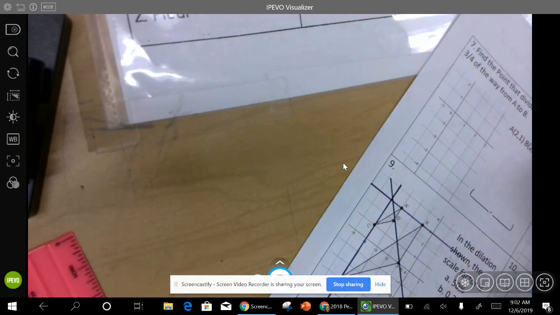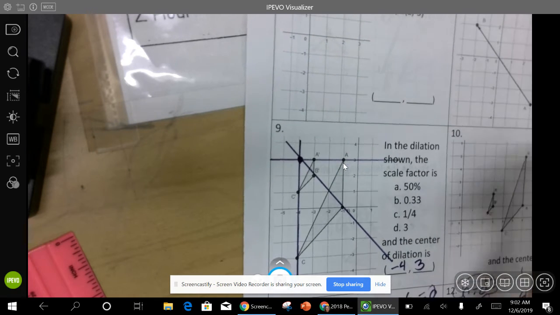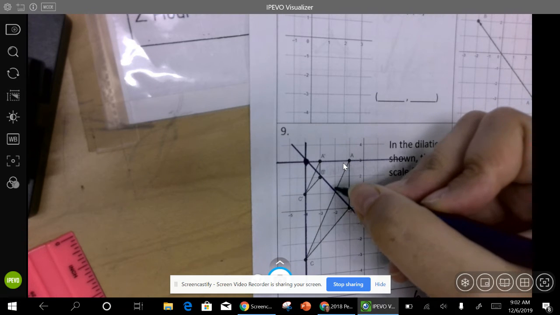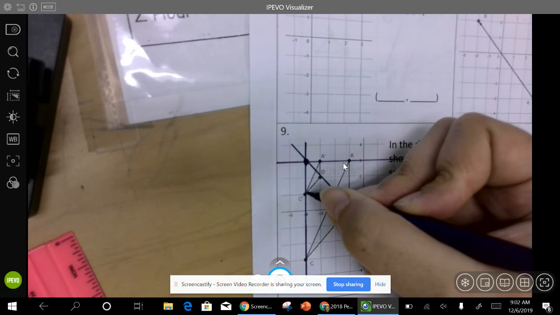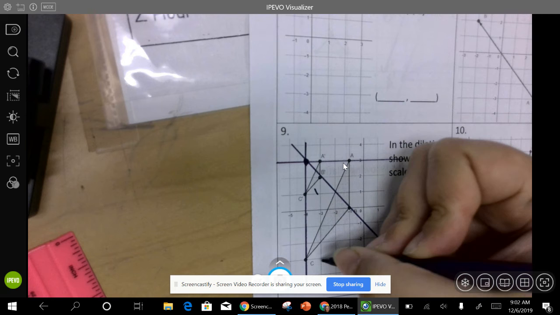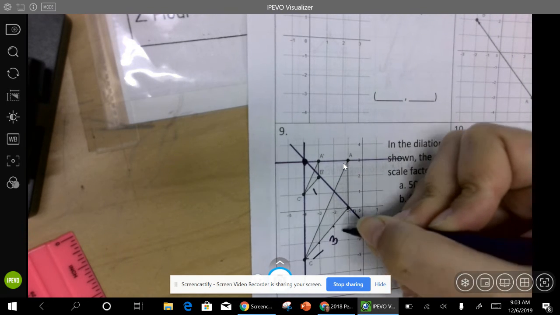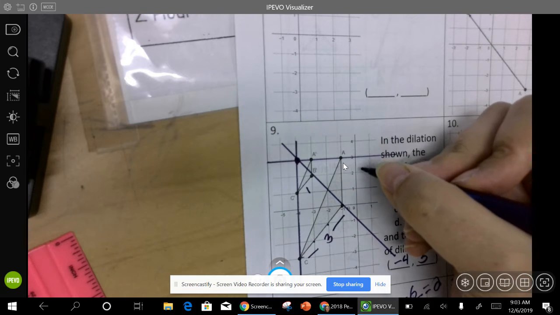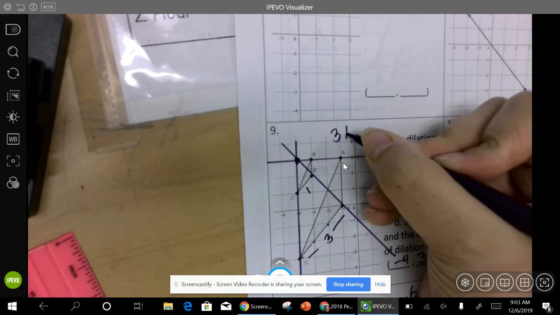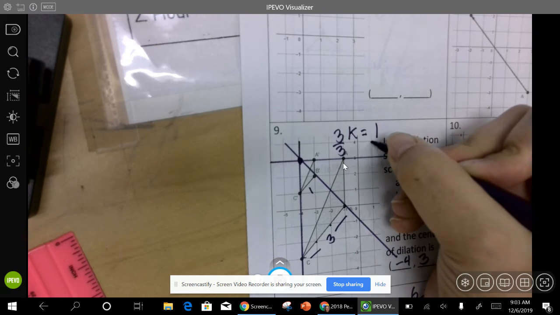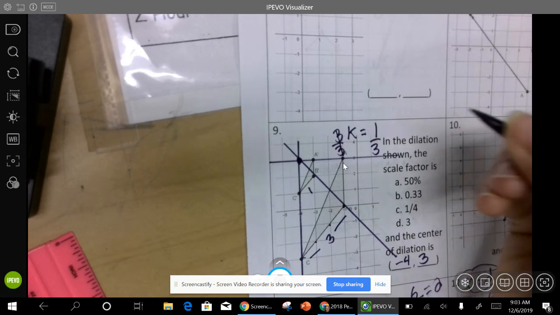And when you do this, you just want to do the point that's closest. Okay, so my center of dilation is at -4, 3. Scale factor. I look at it and I go, okay, this is 1, 2, 3, this side. And so 3 times the scale factor is equal to 1. Divide each side, I get 1/3.